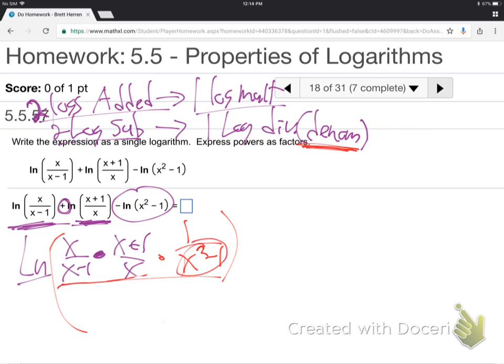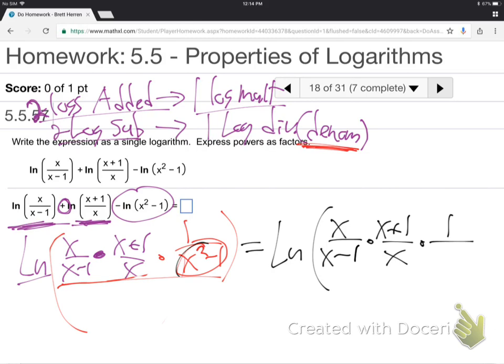What's this guy here? Can we factor him? x plus 1, x minus 1, and then we'll cancel some stuff, huh? I think. Yeah, a couple things. So then what do we got? We have x over x minus 1 times x plus 1 over x times 1 over... Now, this x squared minus 1 will become x plus 1, x minus 1. We all good there? That's the factorization of that.